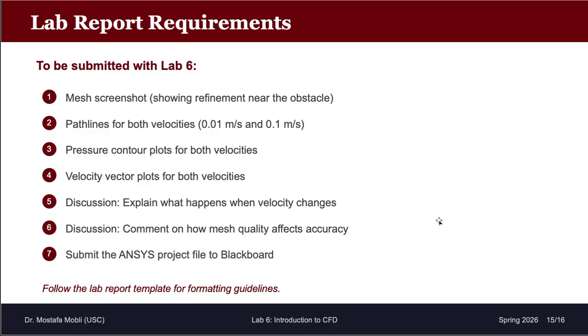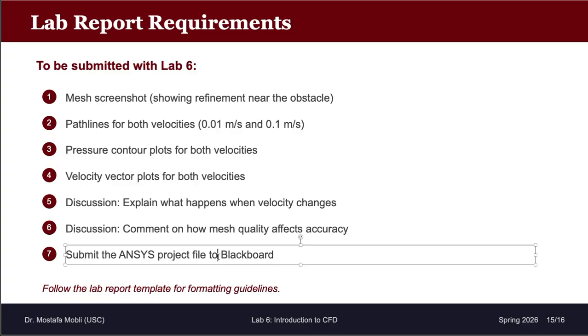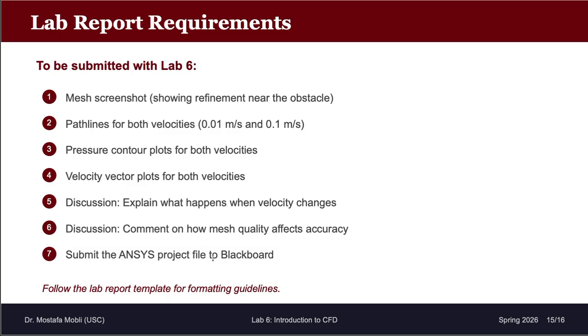In your report, you need to have a screenshot of your mesh, a path line for both velocities, pressure contours for both velocities, velocity vectors for both velocities, and you need to have a discussion about what happens when you change the velocity, and you'll need to comment on the mesh quality. And you need to submit the ANSYS project file to Blackboard, but that is a requirement only if you, for whatever reason, are missing the lab. So if you are in the lab and your TA is there, is seeing you, you do not need to submit your project file to Blackboard. That is a discussion between you and your TA. And that is it for today.